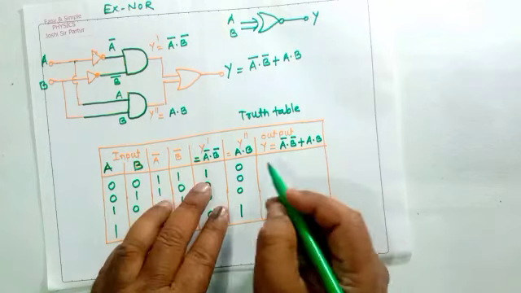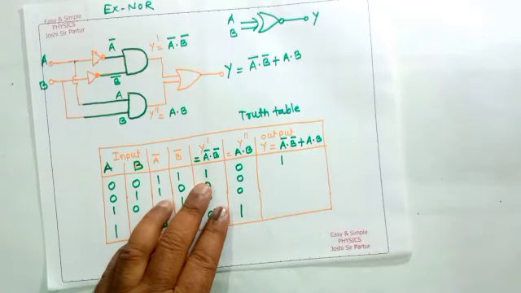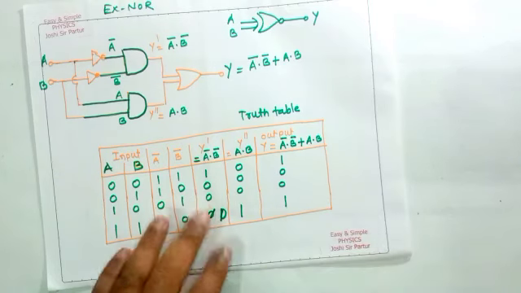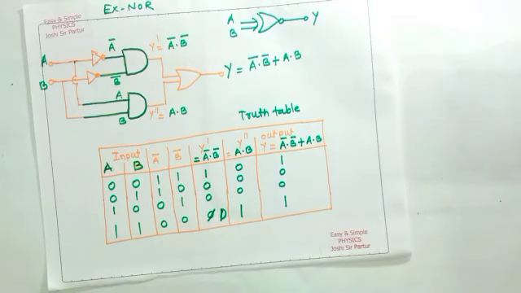So here it will be high, low, low, high. This means when both inputs are low or both inputs are high, output will be high, which is the opposite condition of the XOR gate. If one input is low and one input is high, then the output will be low. This shows the truth table for the XNOR gate.